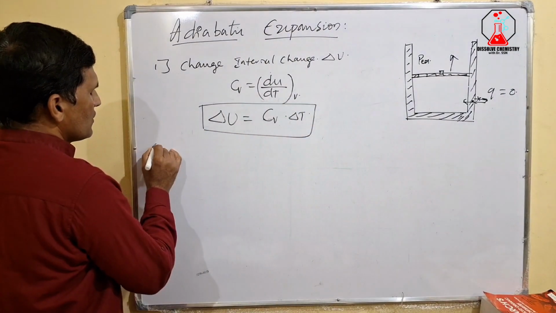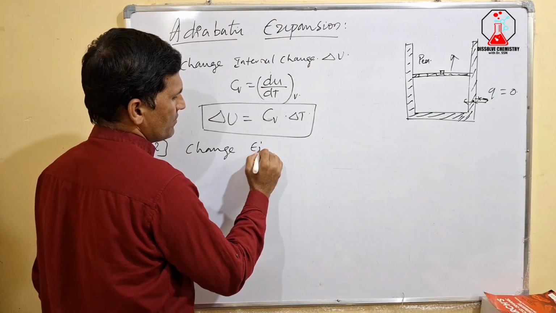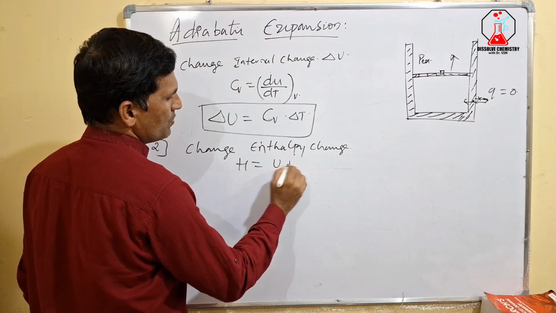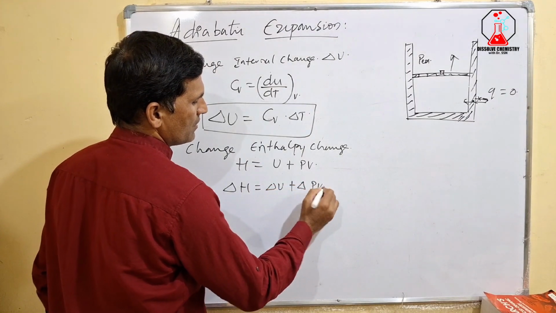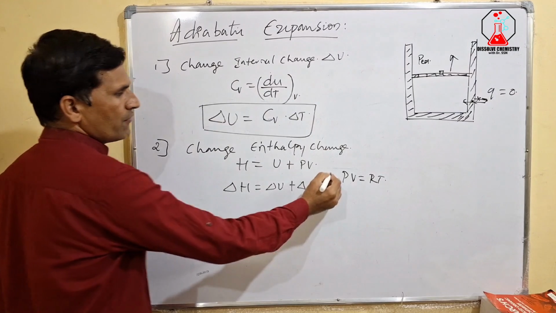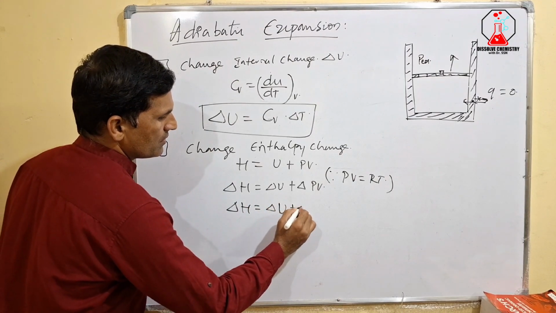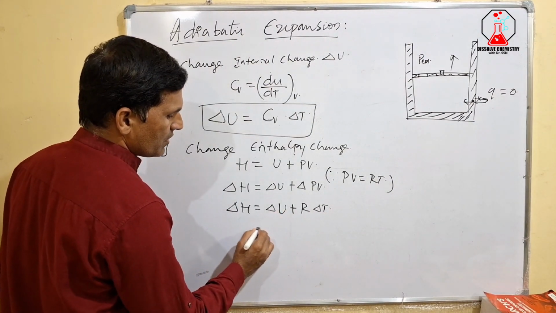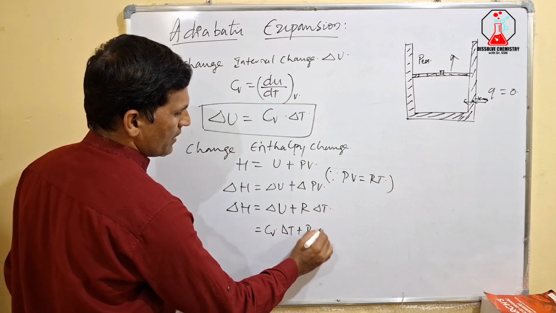Now the second one is the change in enthalpy during this adiabatic expansion. The enthalpy H is equal to U plus PV. So the change in enthalpy, delta H, is equal to delta U plus delta PV. We know that for an ideal gas, PV is equal to RT for 1 mole. If we substitute this, delta H is equal to delta U plus R delta T. Substituting the value of delta U, we get Cv into delta T plus R delta T.